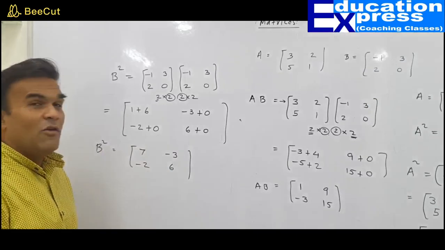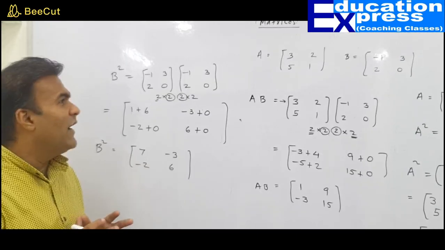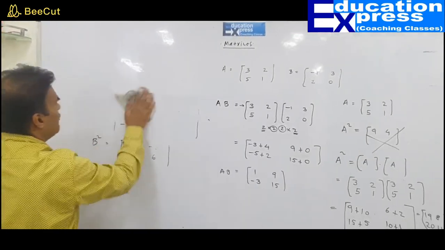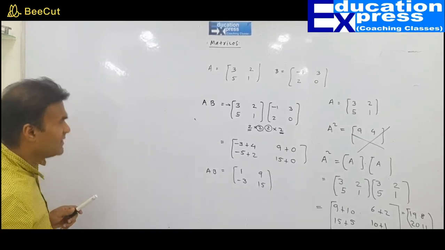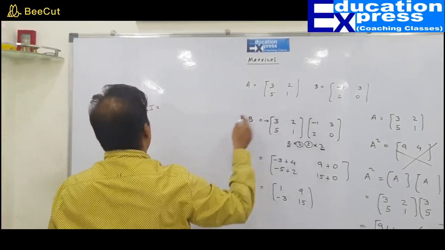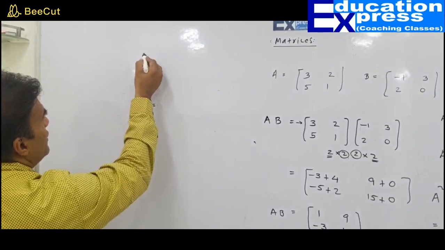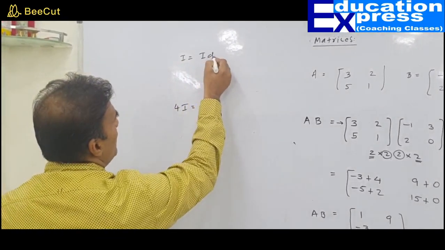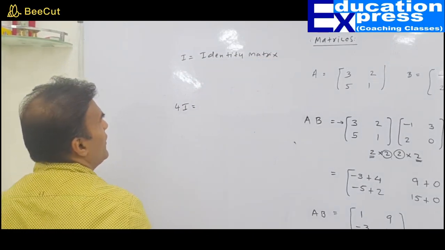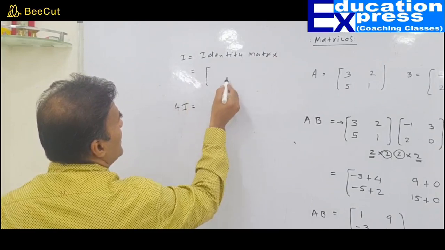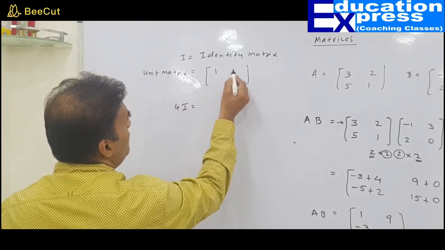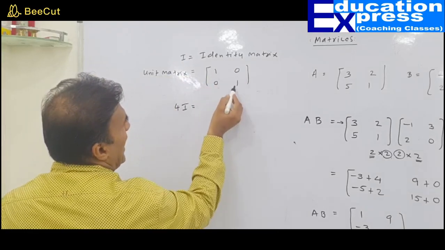So with this, we are well versed with finding out the value of the square of any matrix. Now, let us say I modify my question a bit, and I want to find out the value of 4I. Sir, A is available, B is available, I is not available. How do I get I? I hope you remember, I stands for identity matrix. It is also called unit matrix. It means [1, 0; 0, 1]. So diagonally you will have 1.